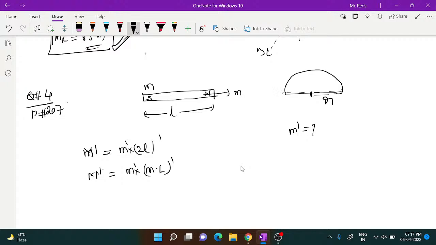So this is the south pole, then this is the north pole. The effective magnetic length is the shortest distance between them. But here the geometric length is given.